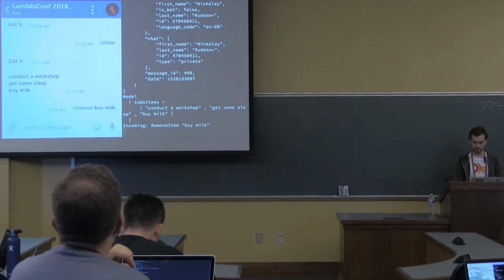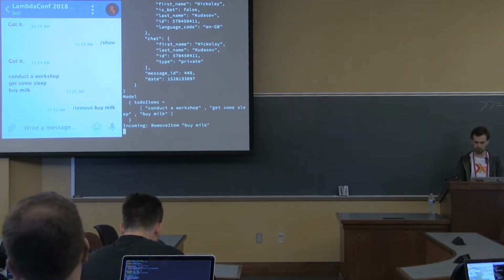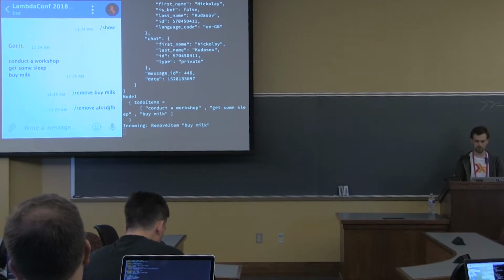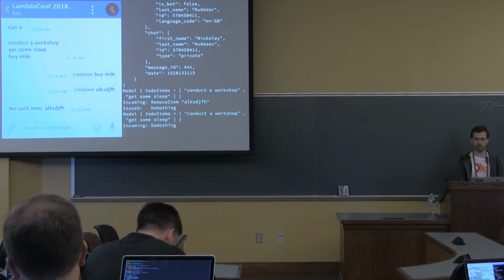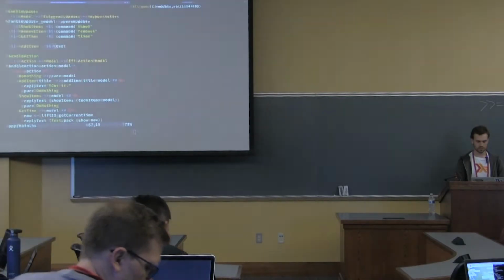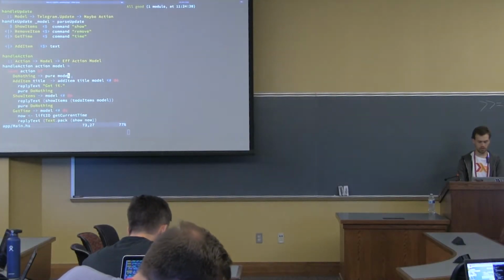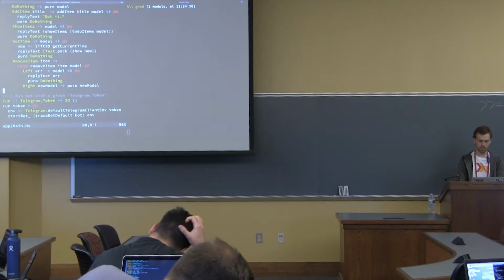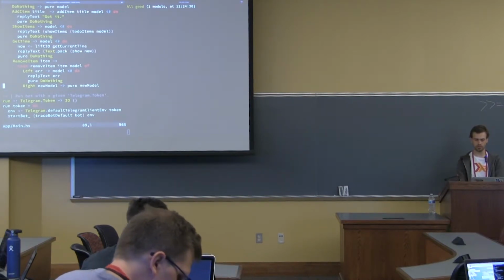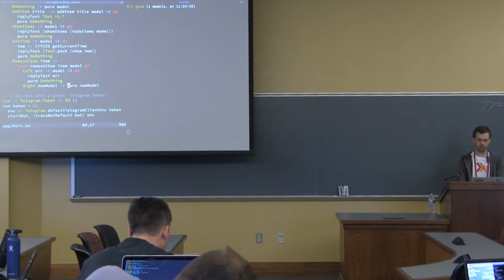Okay, so on the right hand side we see that incoming remove item buy milk, and well, it did remove an item, right? But it did not report to us. If we try to remove something that's non-existent, then we get an error message, no such item. Okay, so probably what we want to do with the remove item is, if we do get to update our model successfully, we probably want to report that, right?